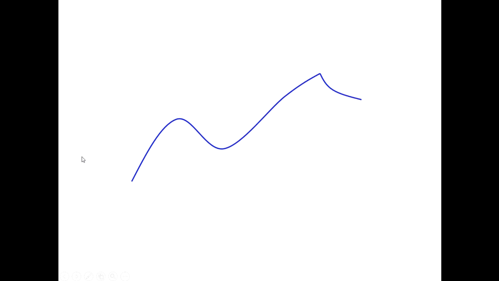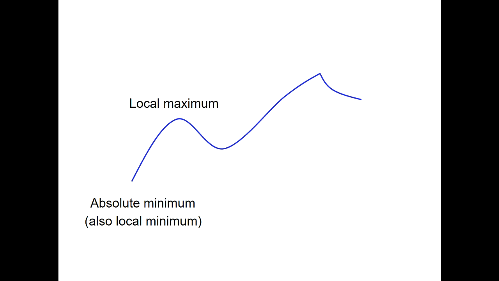Sometimes we call them relative as well. So this function right here, we have this closed interval. This is my absolute minimum because it is the smallest value this function has. Okay? It's also a local minimum because it can't be an absolute minimum without being a local minimum.